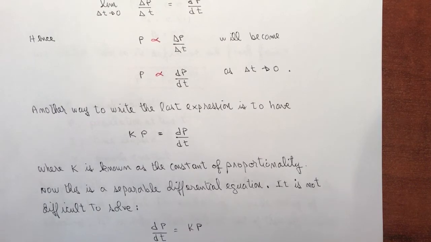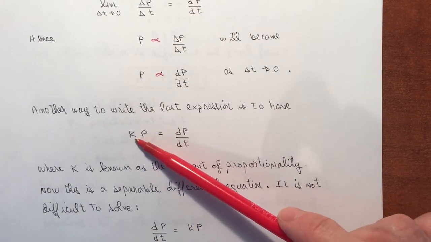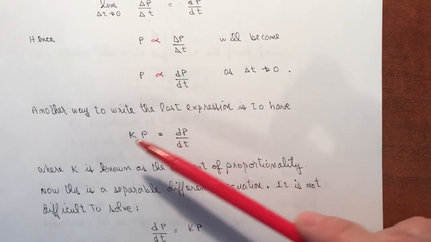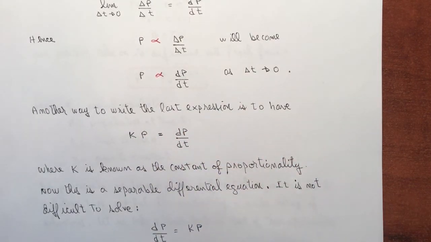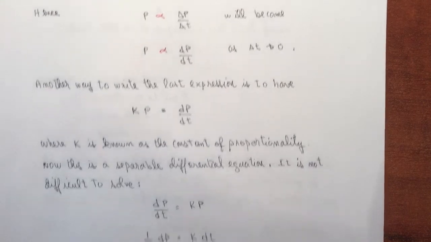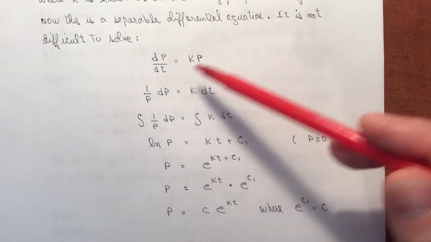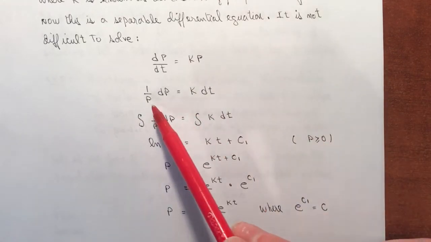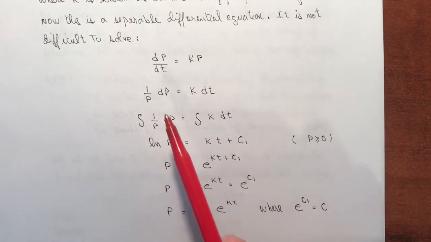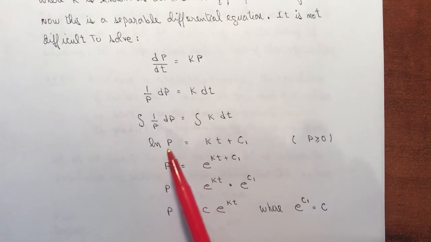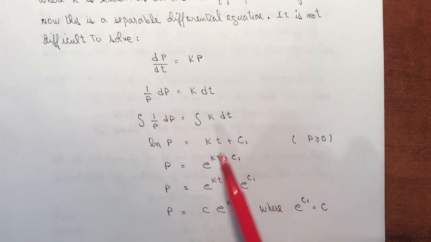Another way to write proportionality, you may remember, is to use a proportionality factor of k. So kp equals dp over dt. k is the constant of proportionality of this separable equation. Solving it gives something quite elegant that we have all seen before. dp over dt is kp. Bring the p under. Integrate. The integral of 1 over p dp is ln p. And the integral of k dt is kt. We put the c1 there.